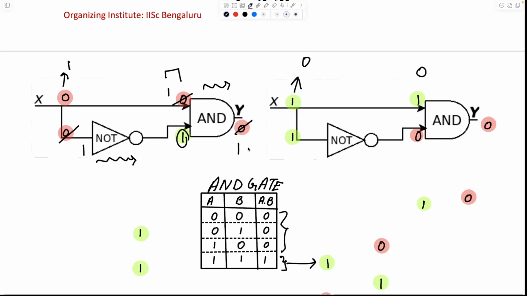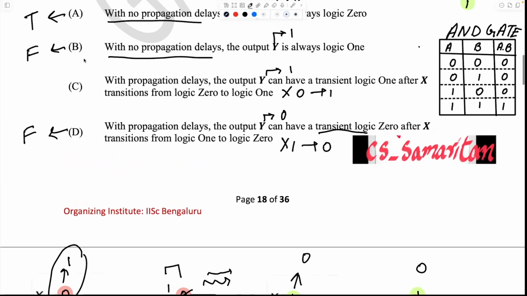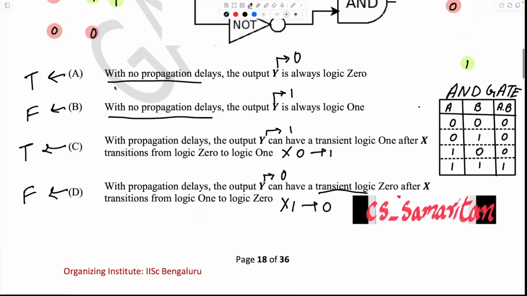And as the output of NOT will make the second input of AND 0 after a small amount of time, then as one of the inputs has become 0, the output will again, after a short duration, become 0 again. So as you can see, for a transient amount of time, while a transition was happening, namely from 0 to 1 of x, the value of y would become 1 if there is a propagation delay, and that is exactly what option C is stating to us. So option C is actually true, right?